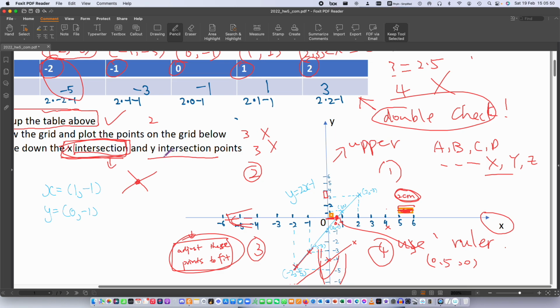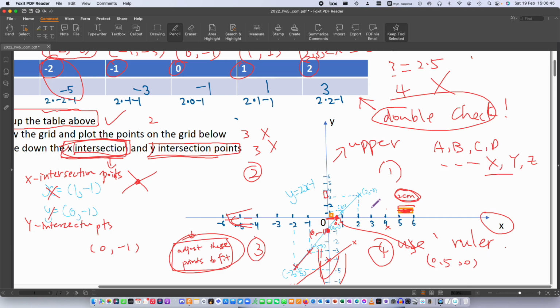Then what is the y intersection? Where your line cuts the y-axis. It's here, so it should be zero and minus one. You should write it. You don't label it here, but you better write it down. This is the wrong way to label: not x and y. You should write x intersection point, and then this is y intersection point. So you label 0, negative 1.